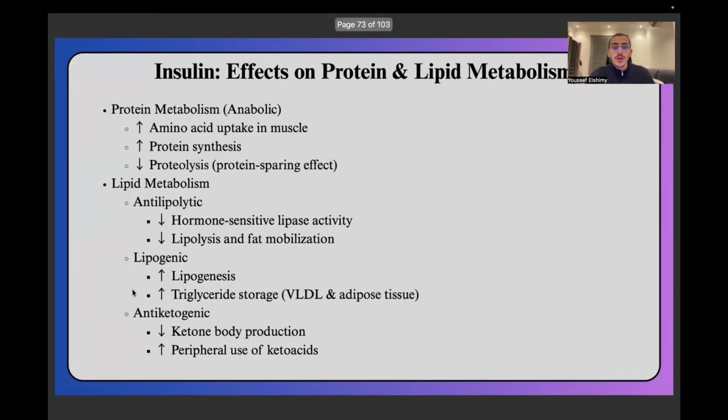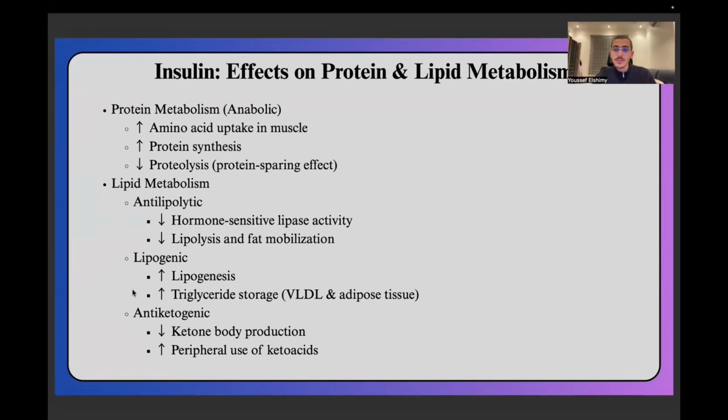Okay. So what are the effects of insulin on protein and lipid metabolism? We said insulin is an anabolic hormone. So it would lead to the increased uptake of amino acids, and this increased uptake of amino acids would lead to the production of protein or protein synthesis, and there would be decreased proteolysis because it has a protein sparing effect. You want to build, you don't want to break.